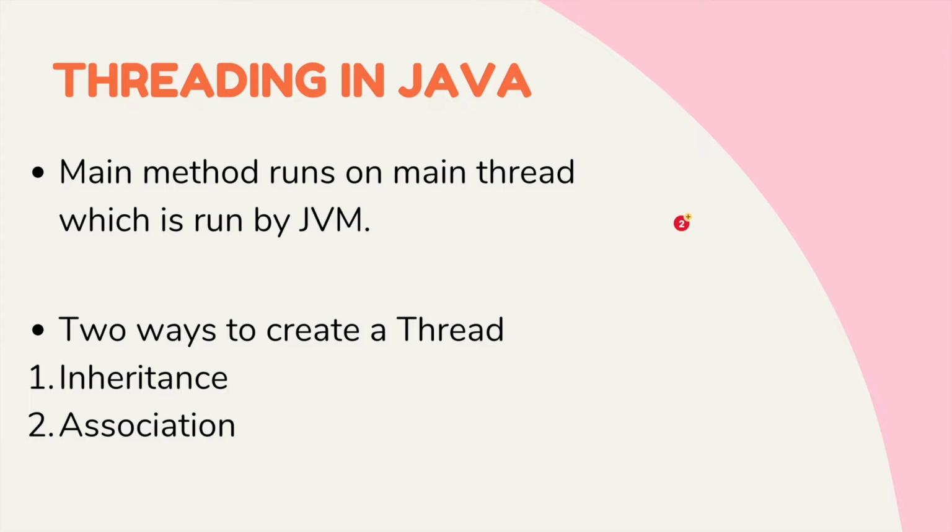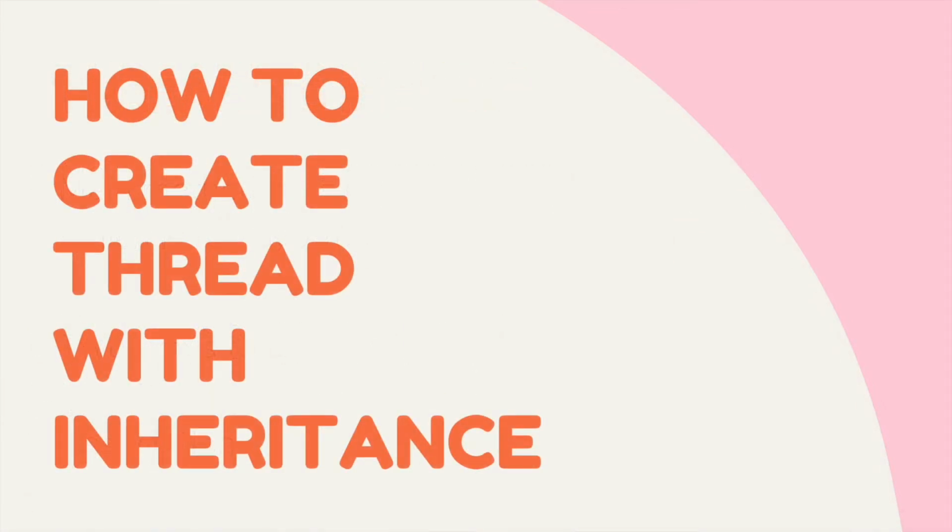And there are two ways to create a thread in Java. First through inheritance and second through association. So we are going to learn both ways to create a thread, through inheritance and through association. So let's get started. Now we'll create the thread with inheritance.